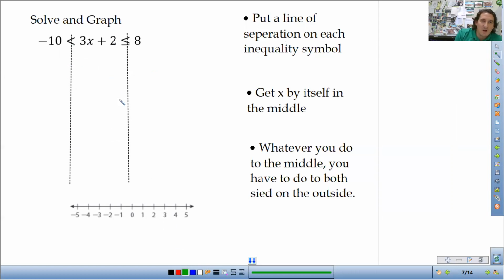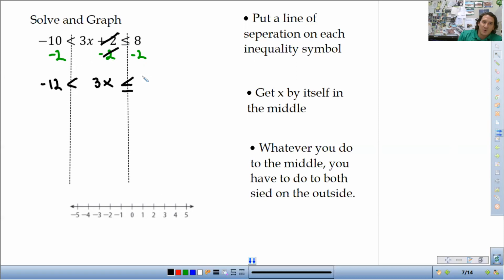Whatever you do in the middle to eliminate those things, it's just like solving an equation. So to eliminate the +2, I'm going to subtract 2. Whatever I do in the middle, I have to do to both outsides. All right. -10 minus 2. Just think of a number line. -10 is to the left of 0. When you subtract 2, you're going to continue counting to the left, so you end up further away from 0 at -12. Less than the +2 minus 2 cancels out, so all you have is 3x.